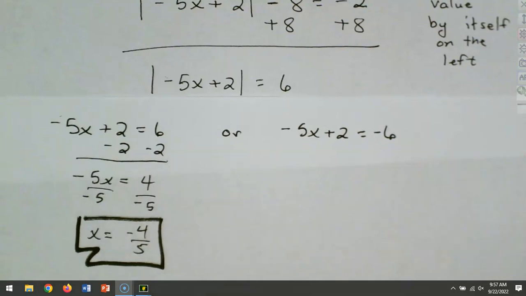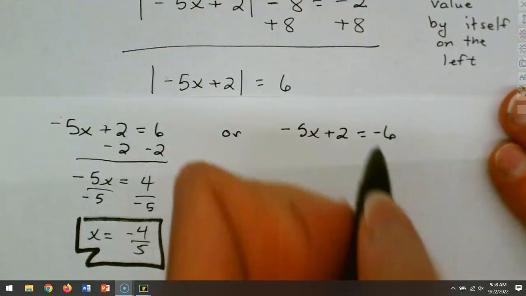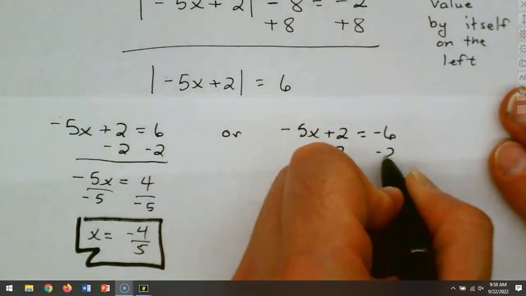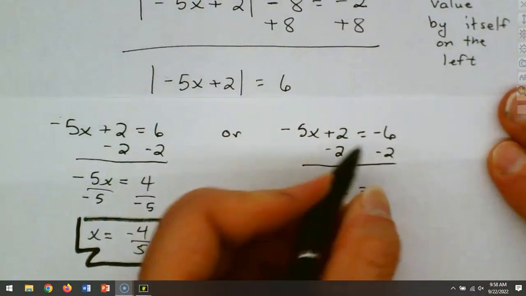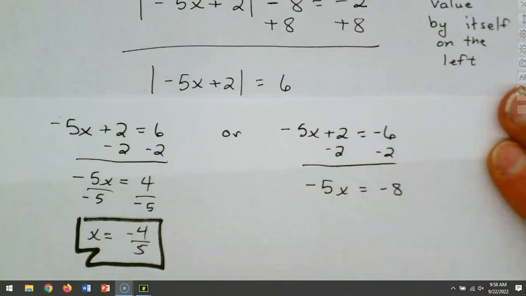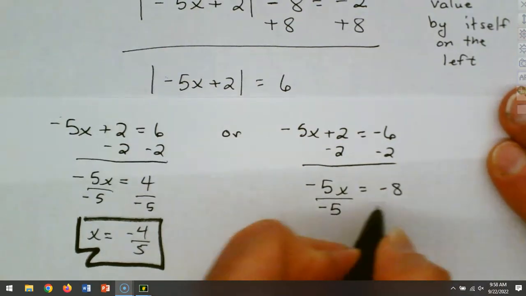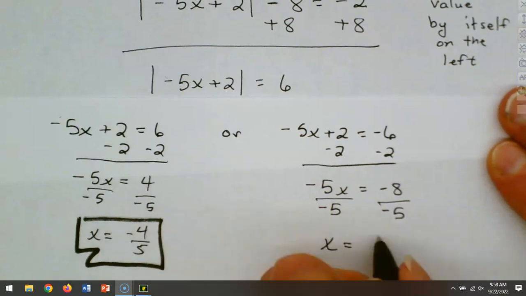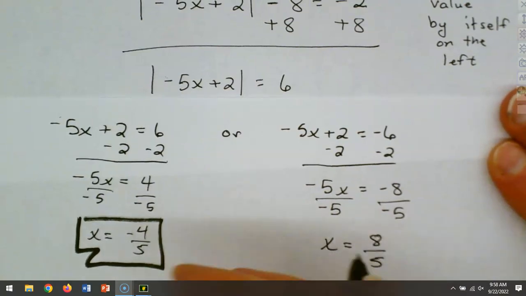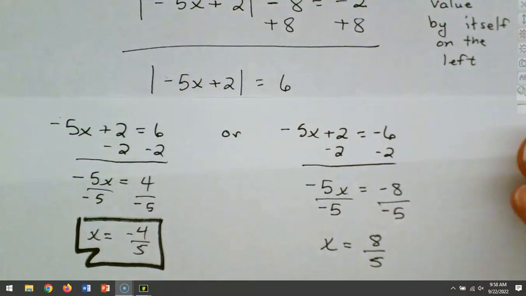And what's my other one? Well, my other one, do the same procedure. Move the 2 over. So minus 5x equals now a negative 8. We'll divide by a negative 5. And negative over negative now makes that a positive 8/5.